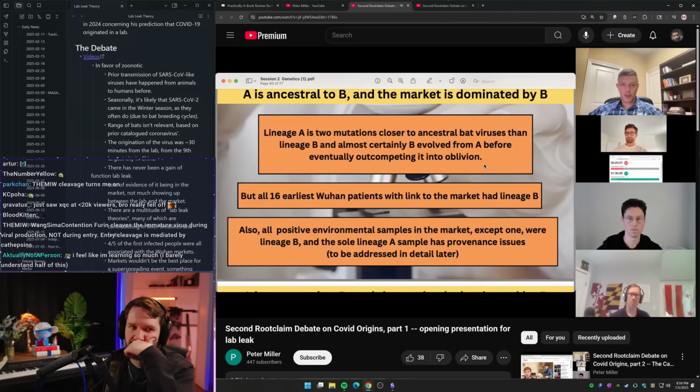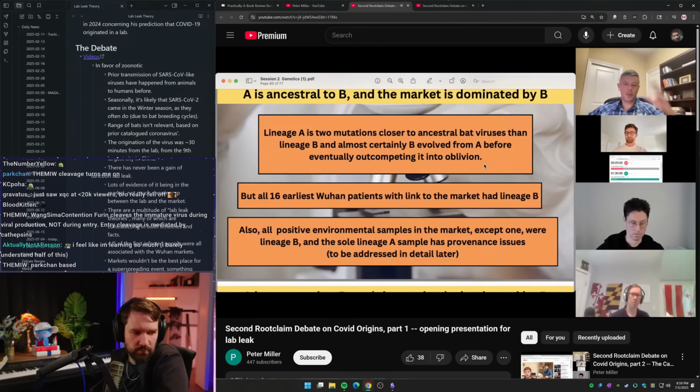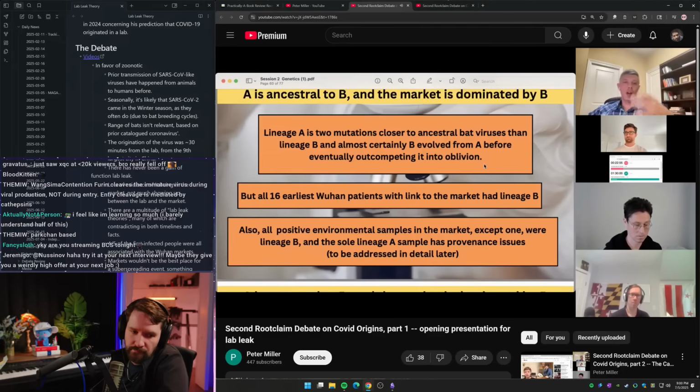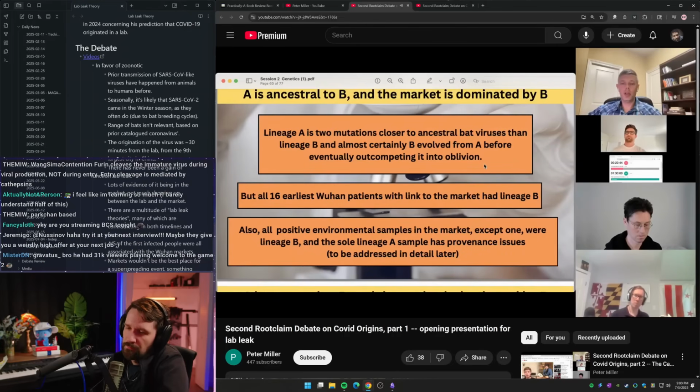And so basically, because of this almost exclusive presence of B in the market, I think it's much more in line with the market being just a super spreading or amplifying location of lineage B that got into the market after lineage A spilled over in Wuhan earlier and basically developed into lineage B, and then lineage B got into the market.